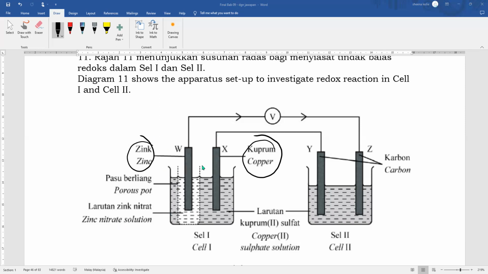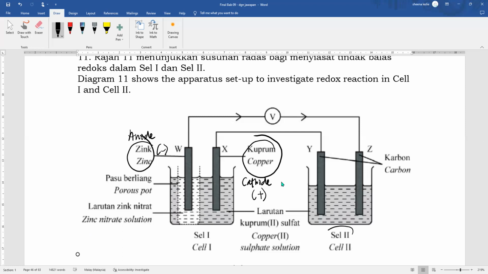Okay, so I have zinc and copper. So we do cell 1 first. We just did it just now. Zinc and copper. Which one is my anode? Which one is my cathode? Zinc is the anode, very good. Copper is my cathode. Correct. Now, anode is negative and cathode is positive. In a voltaic cell, zinc is negative and copper is positive.